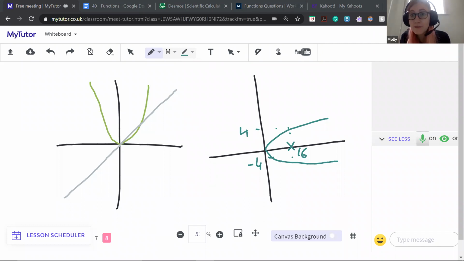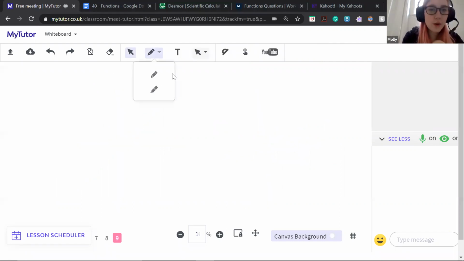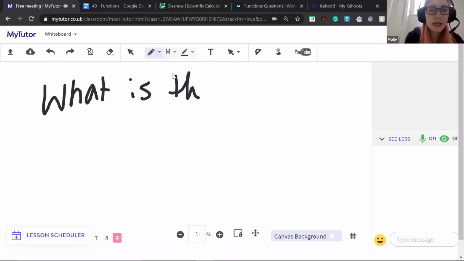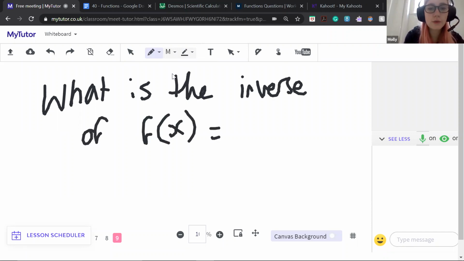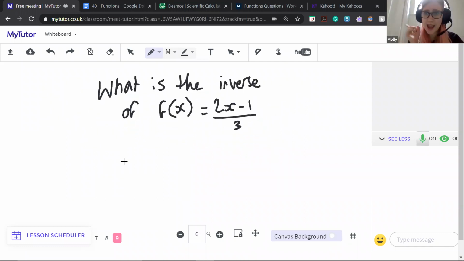Now let's have a look at how we convert these inverses. We're just going to do a couple of examples and then go to the final Kahoot. So, say the question is, what is the inverse of f of x equals 2x minus 1 all over 3. Now, this is too tricky, right? At least for me, I couldn't work this out in my head. With 2x, you can kind of see that to reverse that, you divide by 2. But here, there are too many things going on.